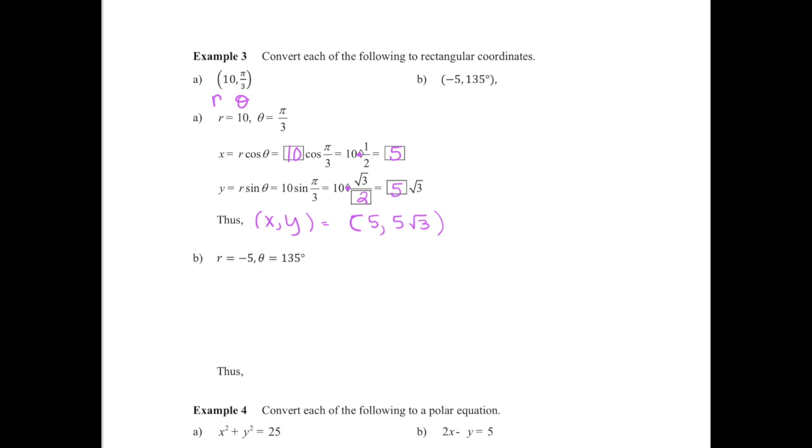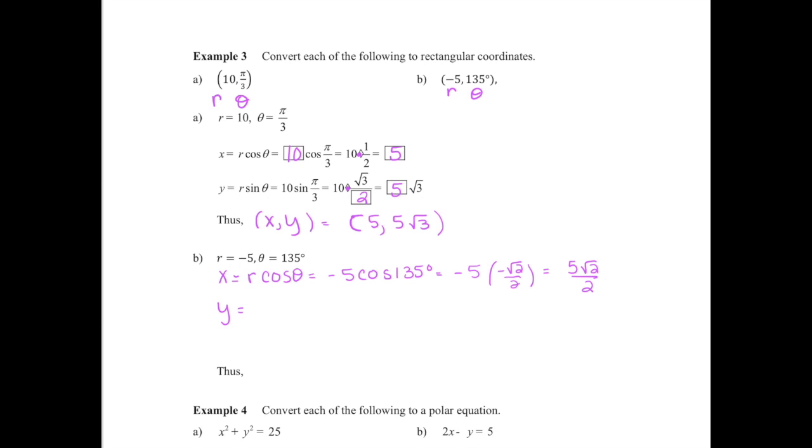When I look at part B, we have negative 5, 135 degrees. We know that negative 5 is our r value and theta is 135 degrees. I know my x is equal to r times cosine of theta. Our r value is negative 5, cosine of 135 degrees. When I look at my unit circle, cosine of 135 degrees is negative square root 2 over 2, simplifying to positive 5 square root 2 over 2.